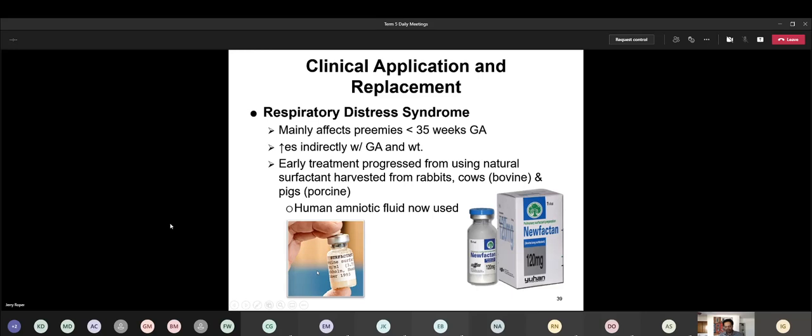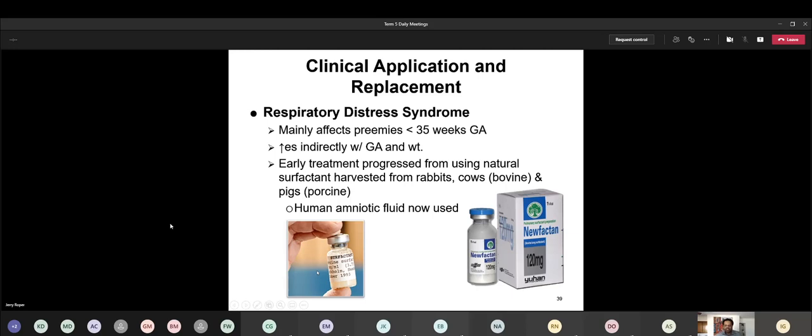But then you have other manufacturers who will come up with, say, ExoSurf or CuraSurf or Newfactant or whatever, and then they will market it by saying you only have to give like half of the amount that you normally would give, or maybe a quarter of the amount you would normally give, and it would still be effective.